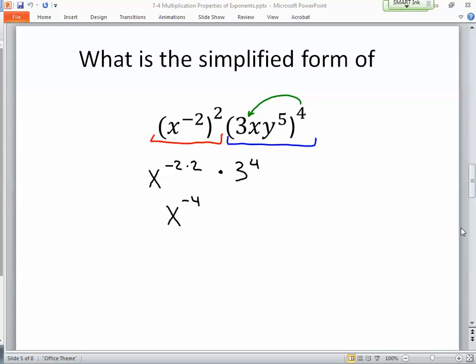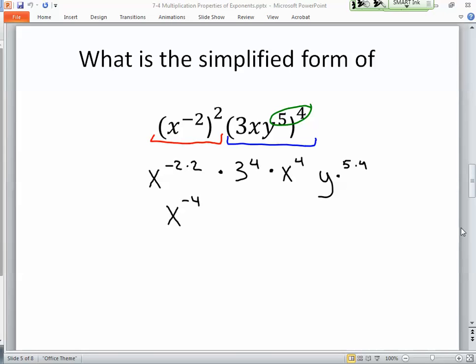When I apply it to my x, I'm going to end up with x to the fourth power. And when I apply it to my y to the fifth, I'm going to end up with y to the 5 times 4. I'm just multiplying these two exponents. 5 times 4.